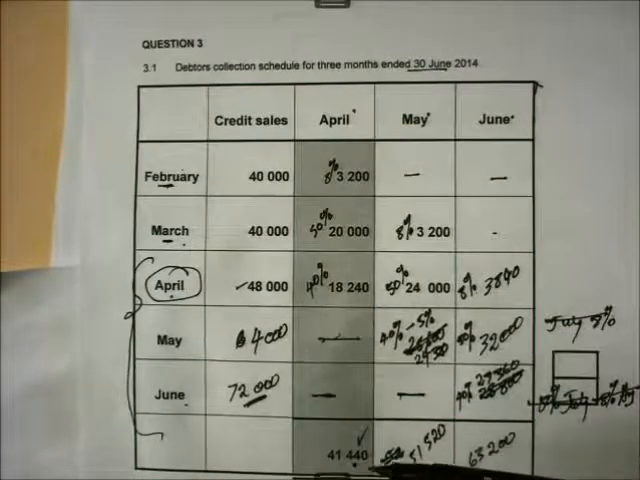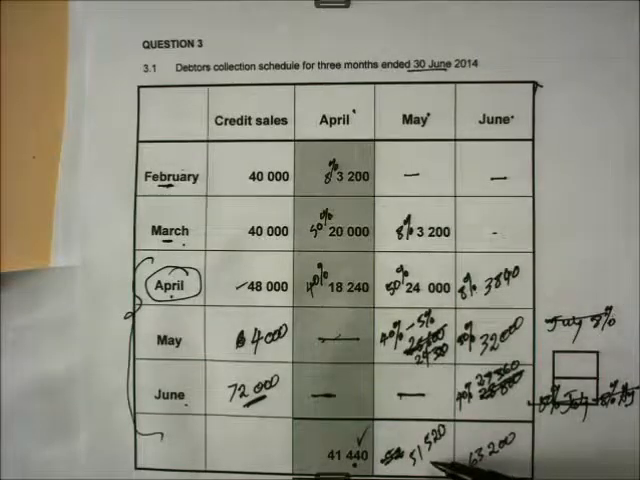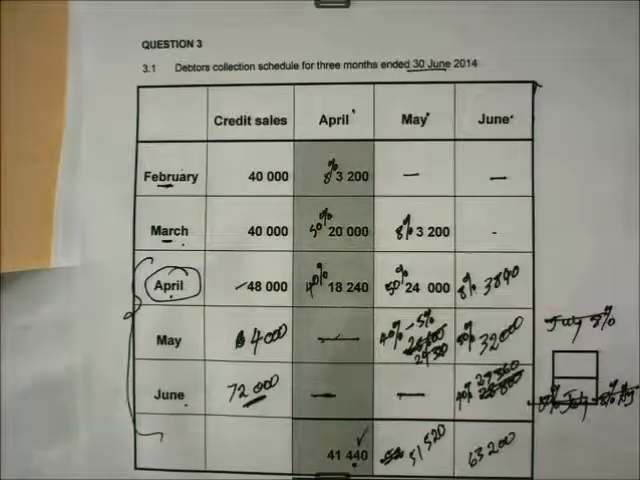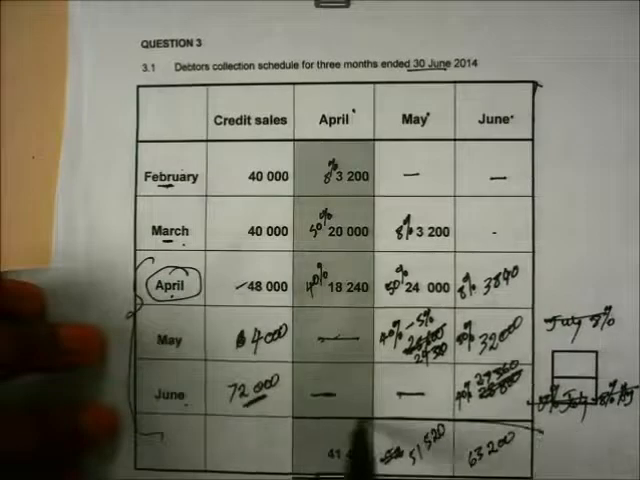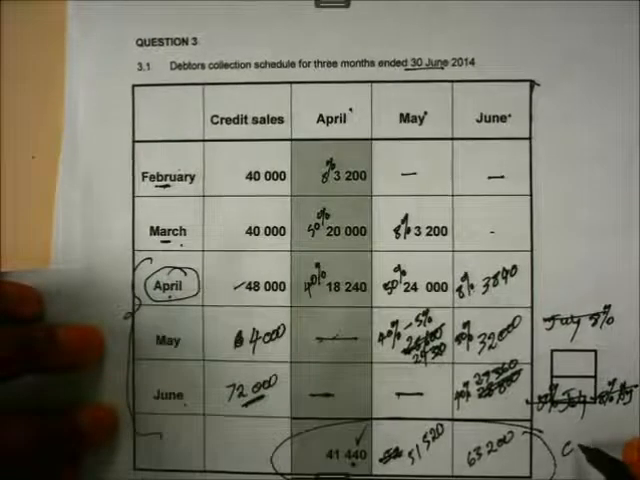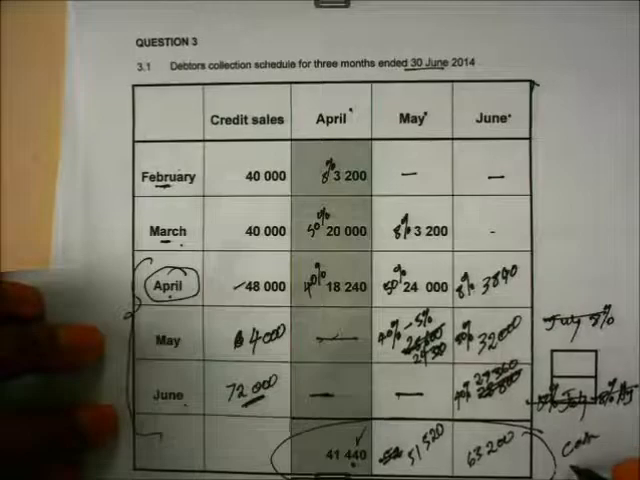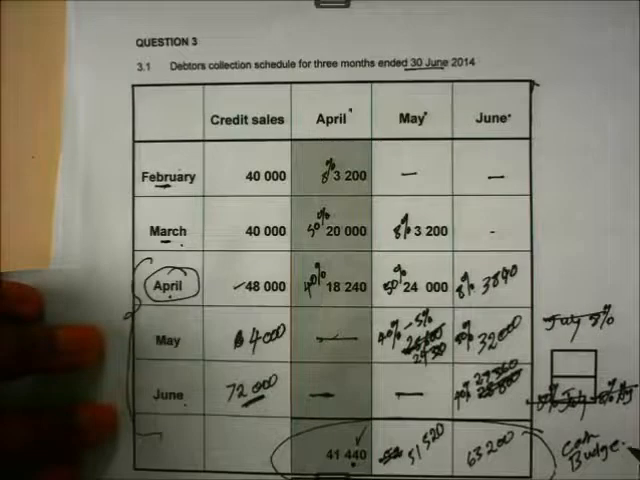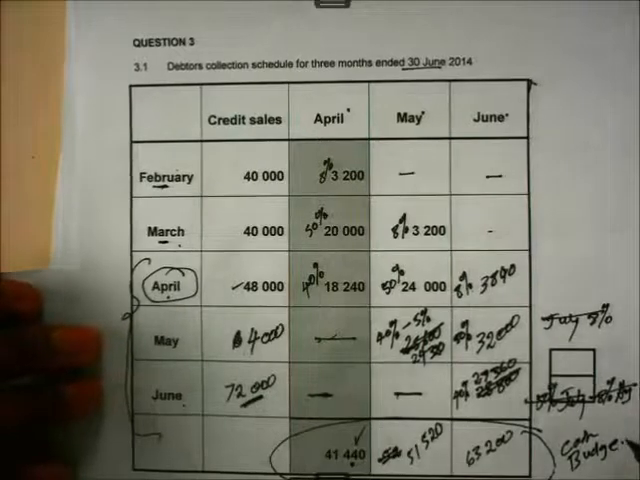Therefore, we expect to collect 34,440 in April from debtors. We expect to collect 51,520 in May. We expect to collect 63,200 in June. All these three amounts would go to our cash budget. These are the amounts that will go to our cash budget as receipts from debtors.